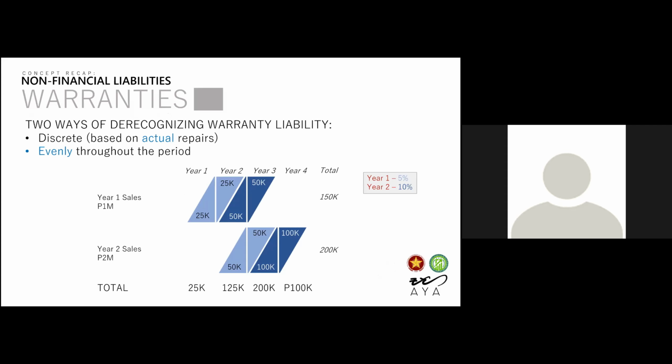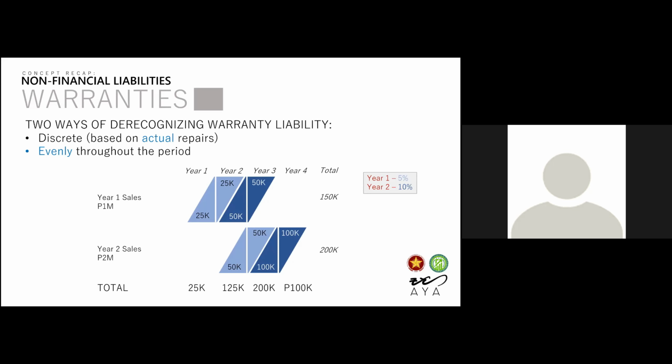That's 50,000. And then when year 2 comes, you have to recognize the warranty based on the year 2 sales. So you multiply 2 million by 5% times 50%. That's 50,000. So your total warranty liability to recognize for year 2 is the 50% from year 1 sales at the year 2 percentage, and the 50% of year 2 sales based on the first year percentage.